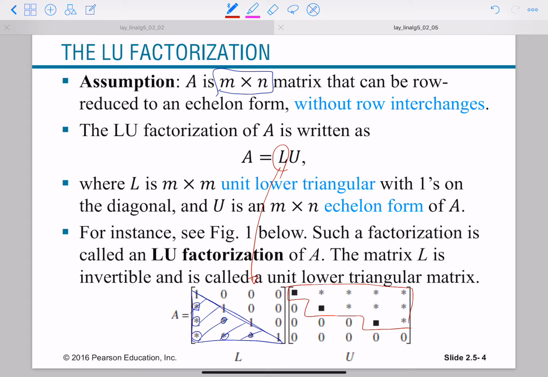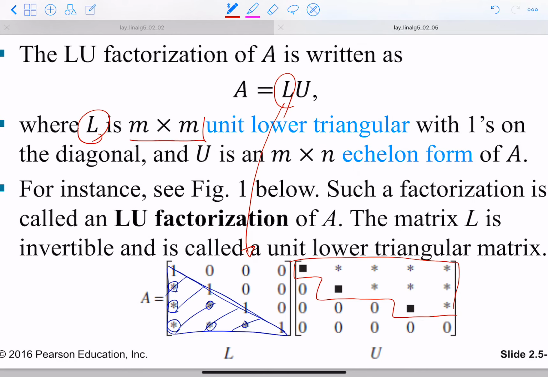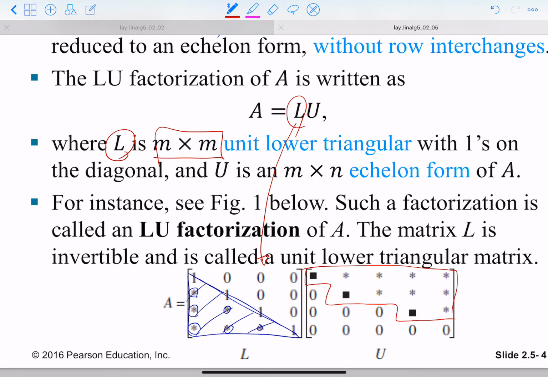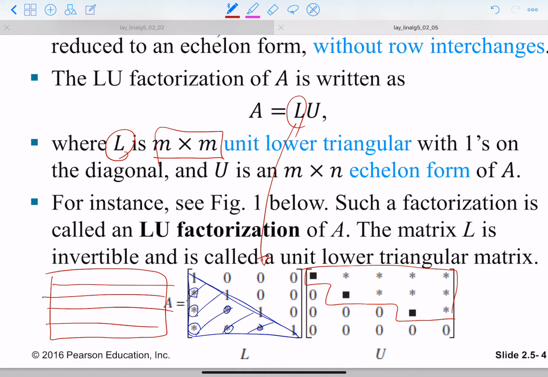So we want to decompose A into the product of two matrices, L and U, where L is a lower and U is an upper triangular matrix. Another condition is that L is a square matrix. Suppose, in this example, A is a 4 by 5 matrix: 4 rows and 5 columns. You are given any rectangular matrix, and it is decomposed into lower and upper triangular matrices. But a further condition is that L is a square matrix, so it is a 4 by 4 matrix.